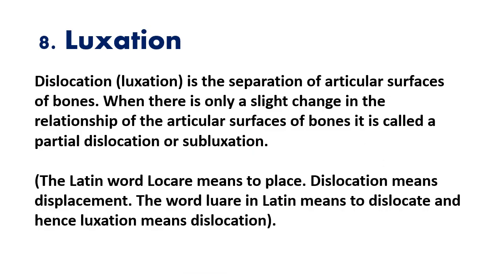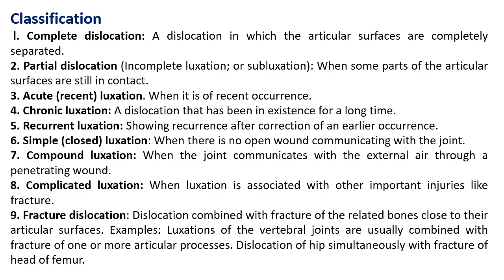Then luxation. Luxation is also called dislocation. It is a separation of the articular surfaces of bone. When there is only a slight change in the relationship of the articular surfaces of bone, it is called partial dislocation or subluxation. Its classification includes complete dislocation, partial dislocation, acute luxation, chronic luxation, recurrent luxation, simple luxation, compound luxation, complicated luxation, and fractured luxation.